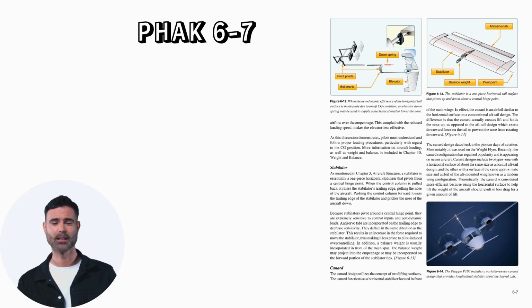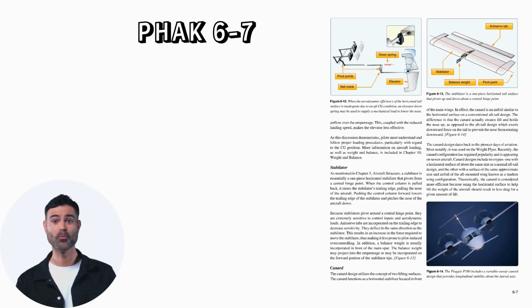Stabilator. As mentioned in Chapter 3, Aircraft Structure, a stabilator is essentially a one-piece horizontal stabilizer that pivots from a central hinge point. When the control column is pulled back, it raises the stabilator's trailing edge, pulling the nose of the aircraft up. Pushing the control column forward lowers the trailing edge of the stabilator and pitches the nose of the aircraft down. Because stabilators pivot around a central hinge point, they are extremely sensitive to control inputs and aerodynamic loads.